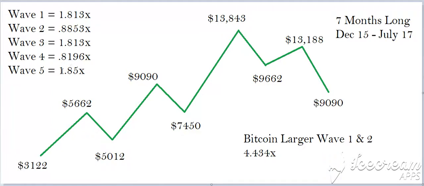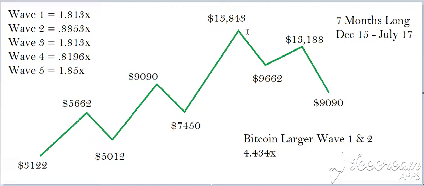From 74.50 now, the wave 5, that would be the 1, 2, 3, 4. Now we're at the beginning of a 5. Times that by 1.85, and we arrive at the 13.843 mark. Now that's our whole calculation for the longer wave 1.